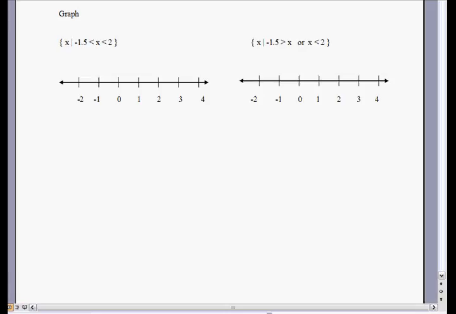Let's look at another example comparing "and" to "or". We have the set of x such that negative 1.5 is less than x is less than 2. This is an implied "and" statement. It could be read, the set of x such that negative 1.5 is less than x and x is less than 2. To graph this, we would need to locate negative 1.5 on the number line.